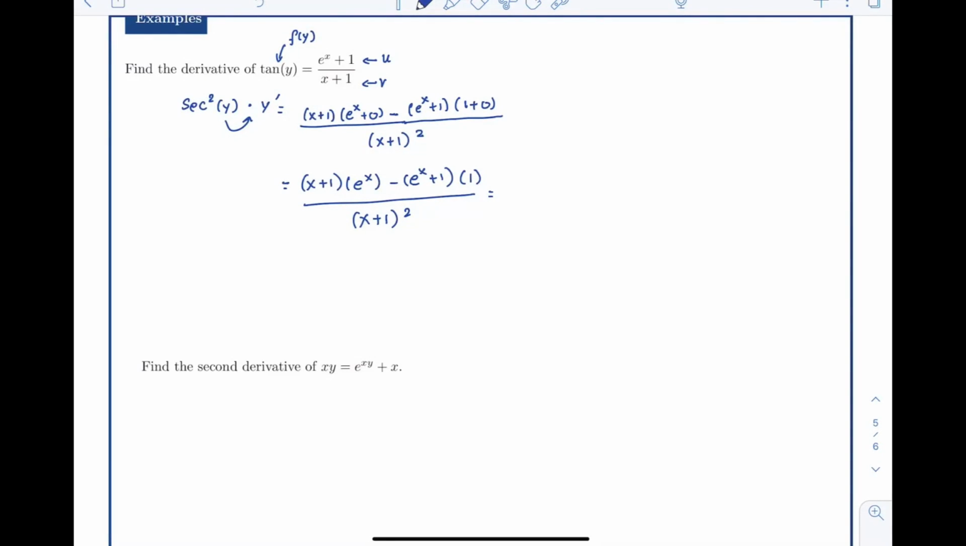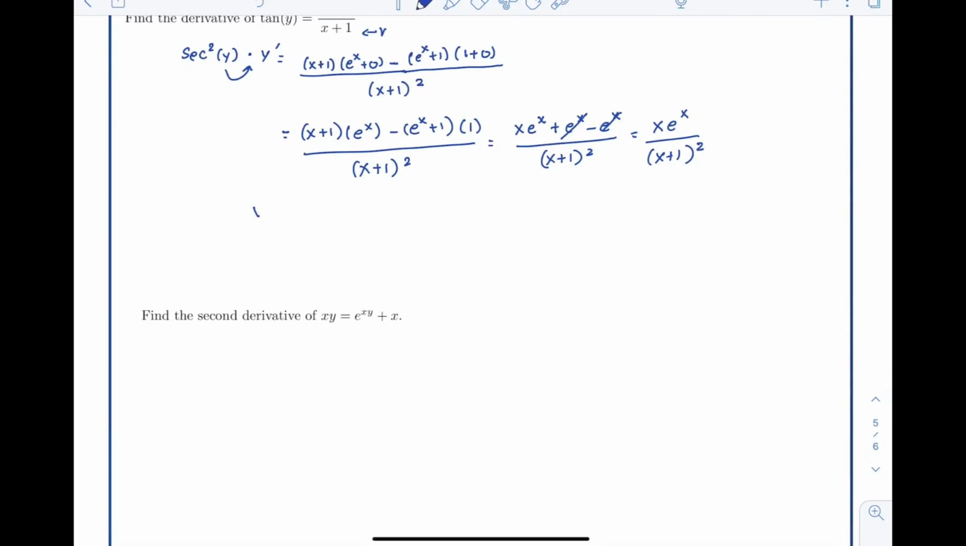We can simplify in this problem because I see e raised x which might get cancelled. So x e raised x plus e raised x minus e raised x divided by x plus 1 squared. The e raised x will get cancelled. We have x e raised x divided by x plus 1 squared. So y prime times secant squared y is equal to x e raised x divided by x plus 1 squared, which would mean y prime is x e raised x divided by x plus 1 squared multiplied by secant squared y.